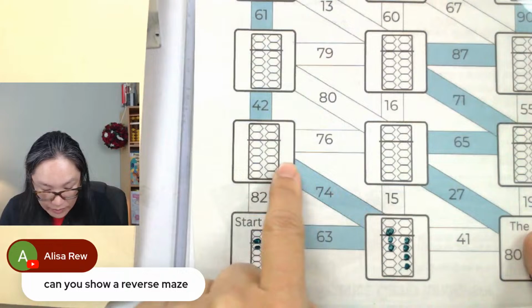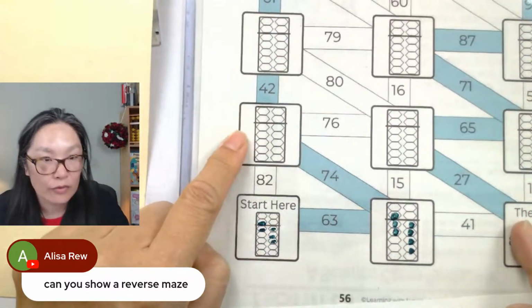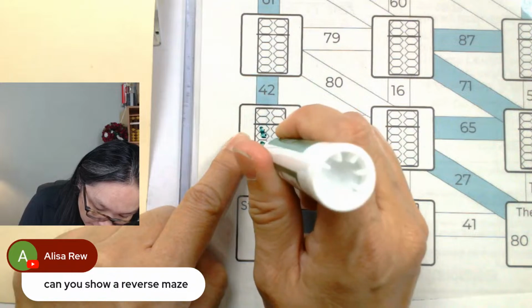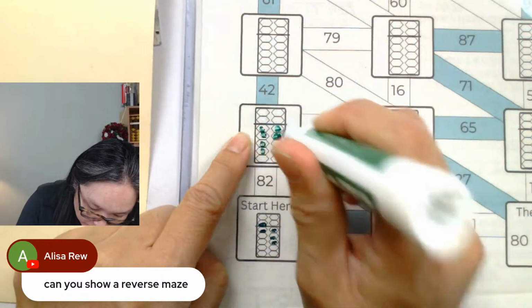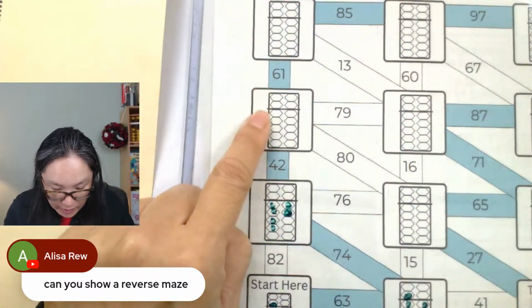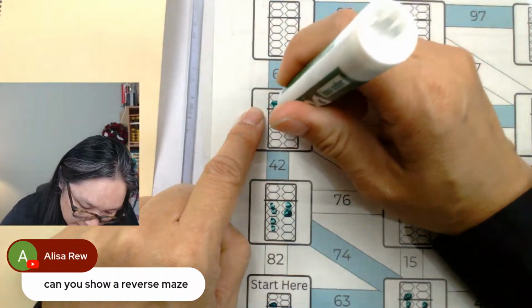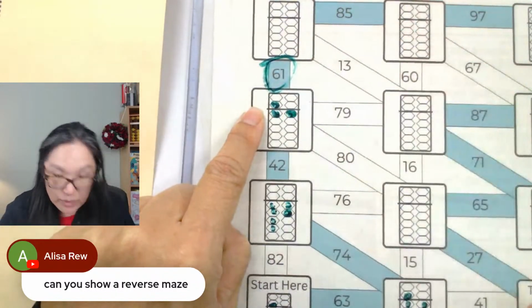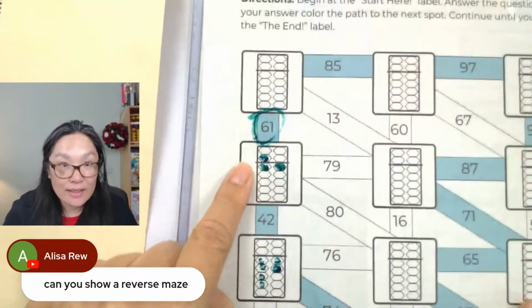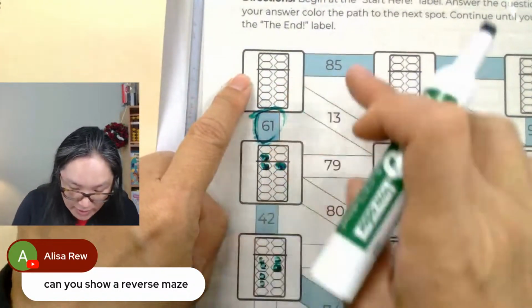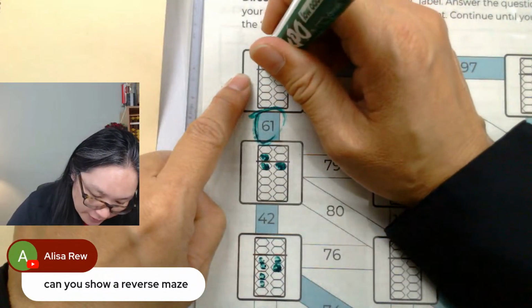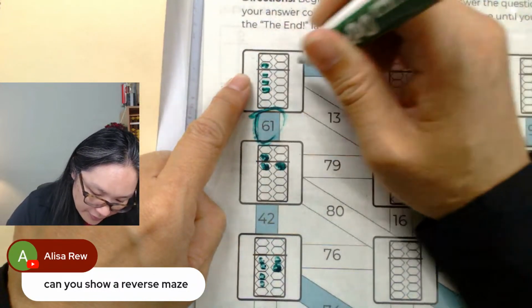So this is what I think is a reverse maze. When I do 42, I do 40 and then 2. And then I'm up here and then 61, because that's the number. So I add the 61 there. Does that make sense? And then here, it goes to here, and my answer is 85. I have to color in 80 and then 5.